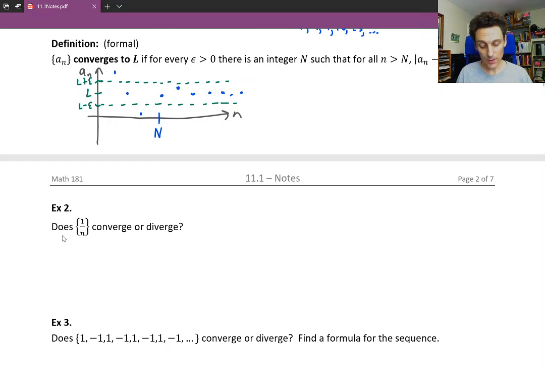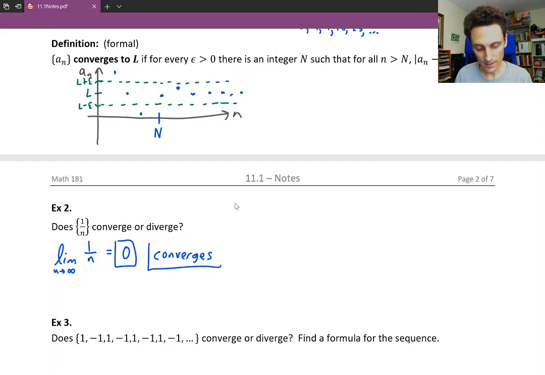So in example 2, we're asked, does 1 over n converge or diverge? In other words, what is the limit as n approaches infinity of 1 over n? We can think about this in a purely numerical sense. Just think, what happens when n gets big? 1,000, 1,000,000, 1,000,000,000. You're going to get 1 over those numbers, so the limit of 1 over n should be 0. And this would say then that the sequence converges to 0.